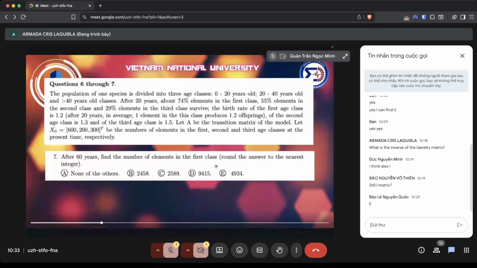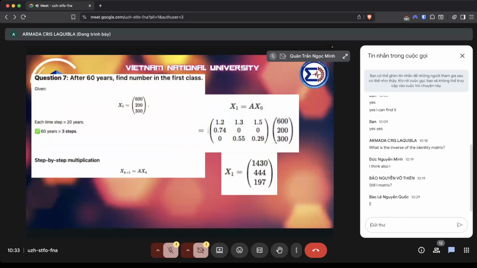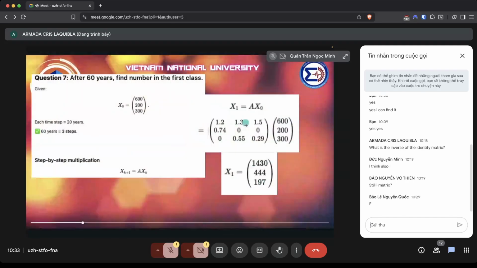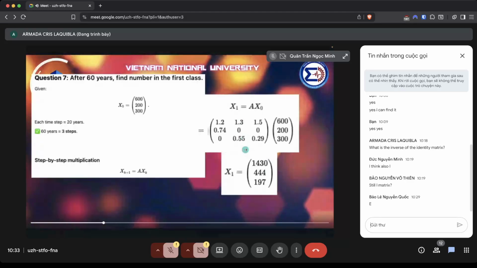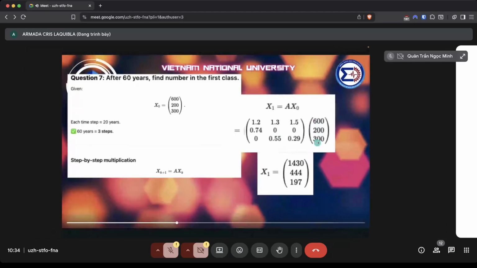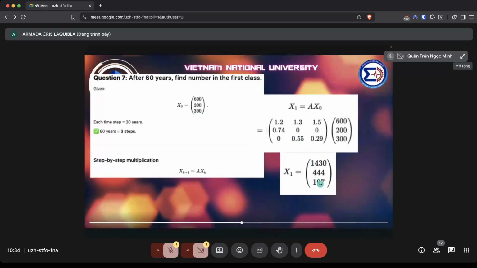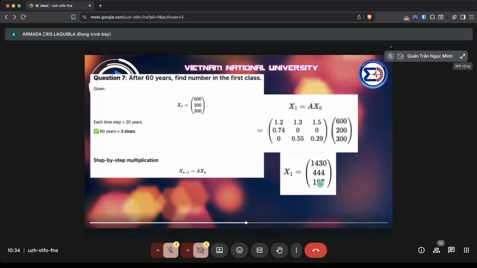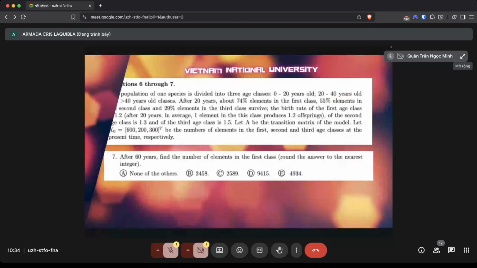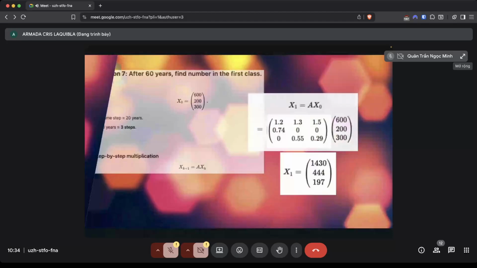So class, no need for you to solve the second number in your x3. So first you have this, multiply it here in your A, and you get 600, 200, 300. That's your initial, multiply it here. The answer is this. Okay, next. What's the next slide? X2 and X3 are here.